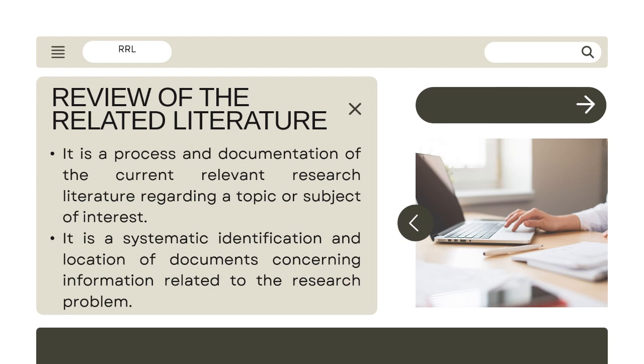First, we have the review of related literature. It is a process and documentation of the current relevant research literature regarding a topic or subject of interest. It is a systematic identification and location of documents concerning information related to the research problem. As I discussed last time, it is important that we have related studies to support our research. And here is the part where you put those related studies, in the review of related literature.